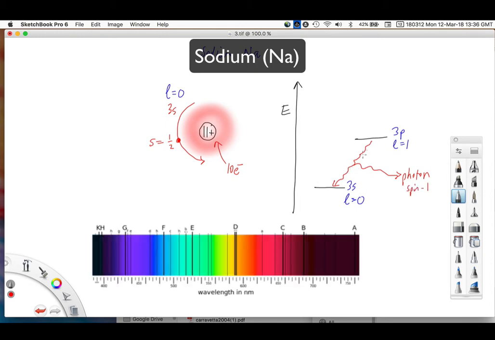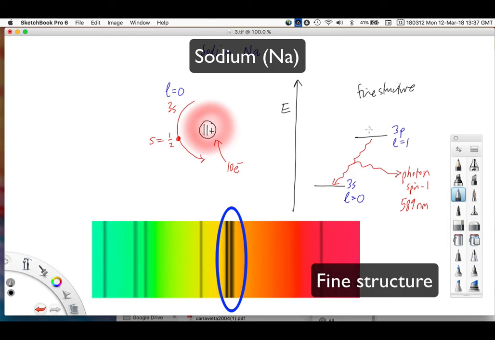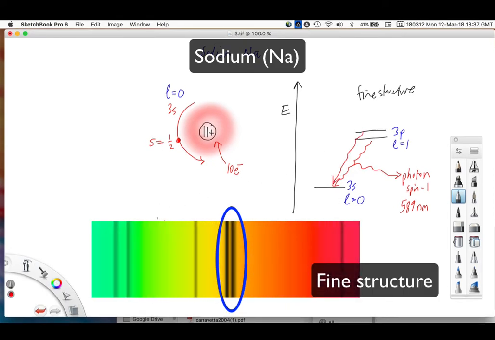So one gets a spectroscopic line for sodium which is at approximately 589 nanometers. It's yellow light. When spectroscopists looked very carefully at this emission line, they found that there was some fine structure. It was found that there were actually two closely spaced lines, separated by about half a nanometer.